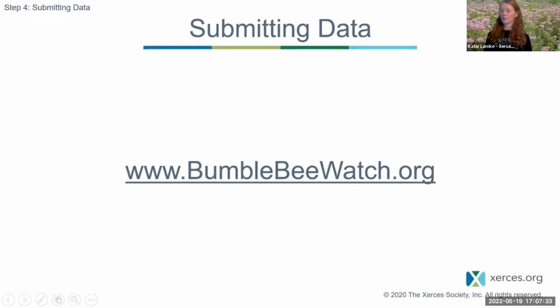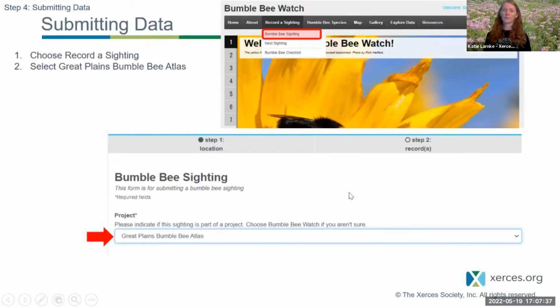All right, so all the data gets submitted to Bumblebee Watch, where you have already signed up, you have your account, and you log in with your username. To record a sighting, you're going to go to the top toolbar where it says record a sighting. Right here, record a sighting. And when you're submitting habitat data down here, you want to make sure that your project is selected as Great Plains Bumblebee Atlas.